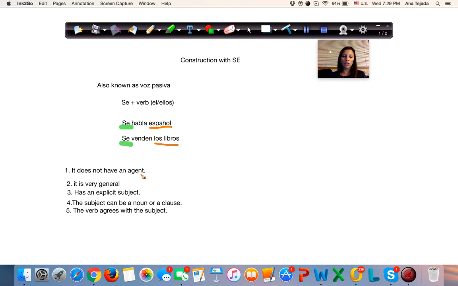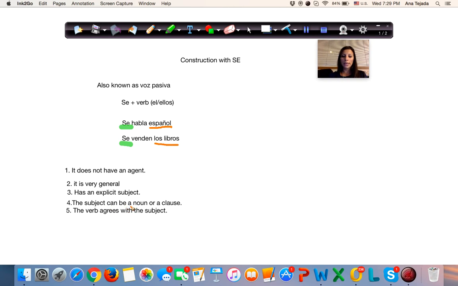So let's review again, following these rules. It does not have an agent. We don't have a pronoun or a person or an object specific to this. It is very general. Books are sold. Spanish is spoken. It's not meant for anyone in particular. It has an explicit subject. Remember, our direct objects become our subjects. So español and libros, we know what's being spoken and we know what's being sold.